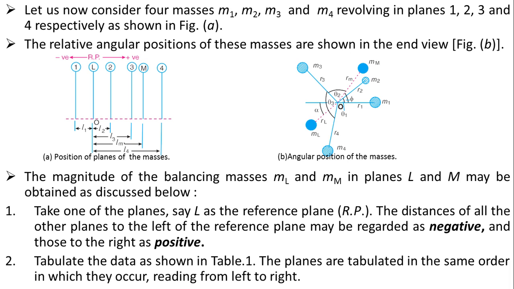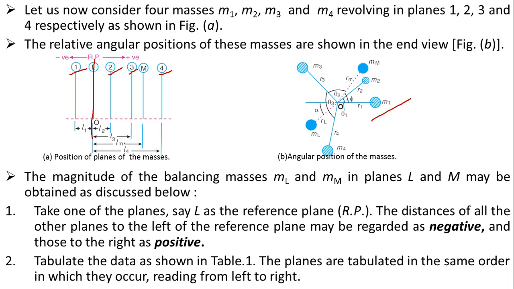Here you can see there are 4 masses in 4 different planes, right? So here 1, then 2, 3 and 4. So 4 different planes, and you can see the position of planes here in this format, and then the angular position you can see in this figure. So you need both types of figure so that you can understand it correctly. And here the reference plane is considered at this position as plane L.